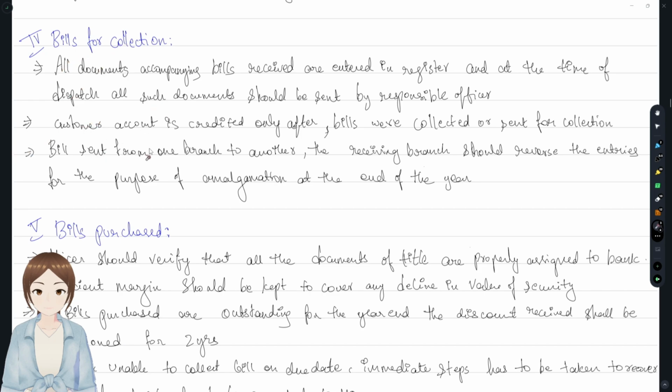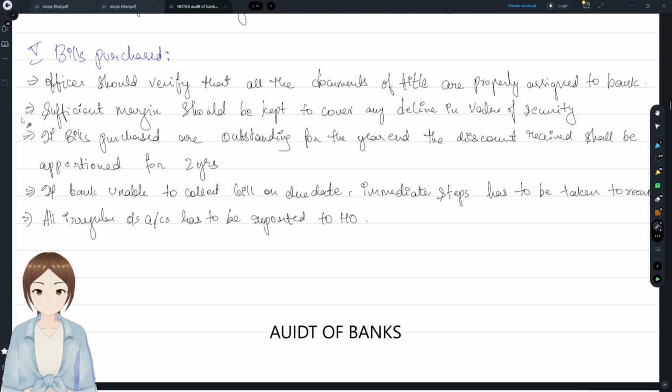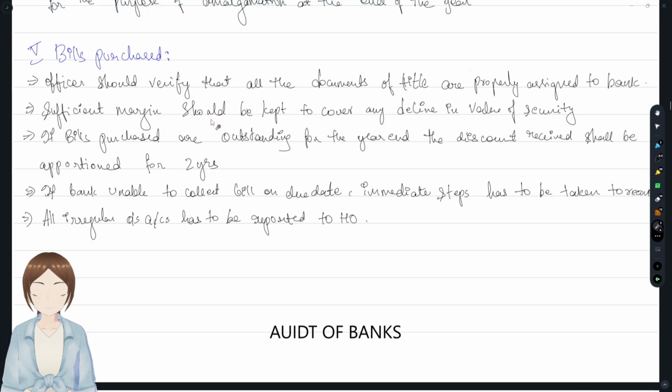So this is with regards to the internal controls of bills for collection. For the bills purchase, the officer should verify that all documents are properly assigned to the bank, that is, in favor of the bank, and all the documents have been given. And the sufficient margin should be kept by whom? The manager.